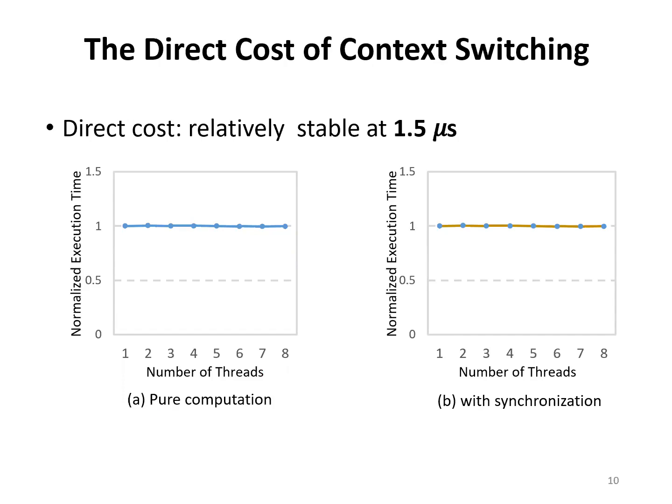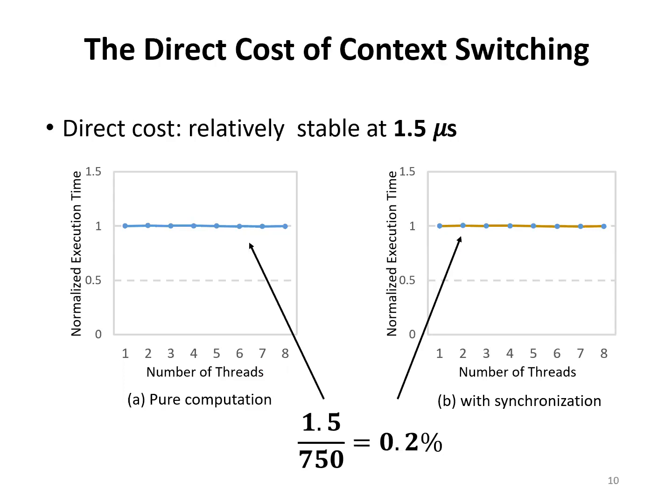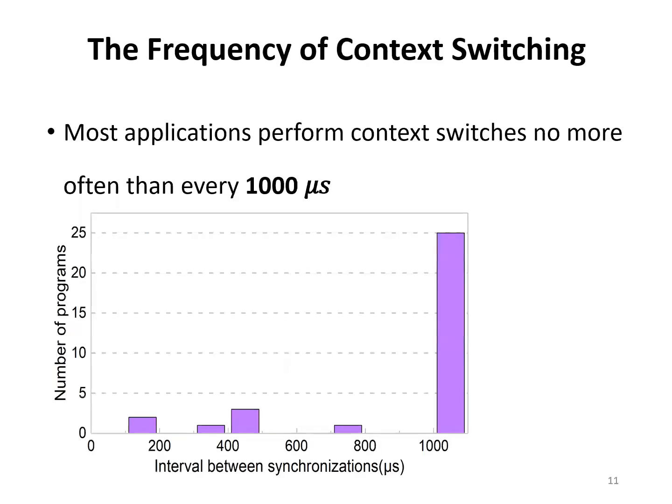Results show that the per context switch cost is relatively stable at 1.5 microseconds on our platform. For involuntary switching, each thread is guaranteed a minimal time slice of 750 microseconds, so the overall cost is only 0.2%. The direct cost does not increase with the number of threads.